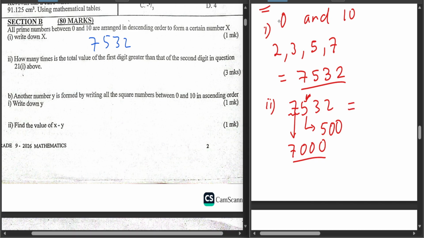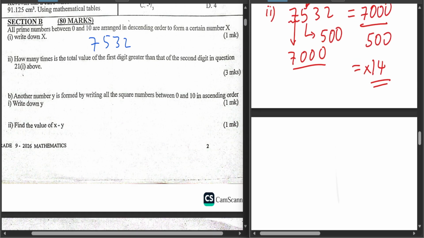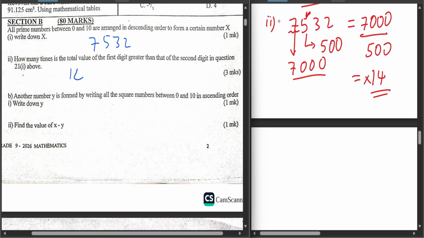Now, how many times is the total value of the first digit greater than that of the second digit? So we're going to use 7,000 divided by 500 to find out how many times bigger it is. So let's see what your answer will be. It's going to give us 14 times. That is the answer to this question, which is 14.